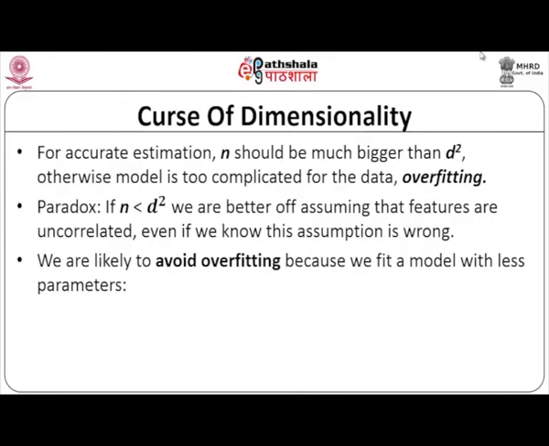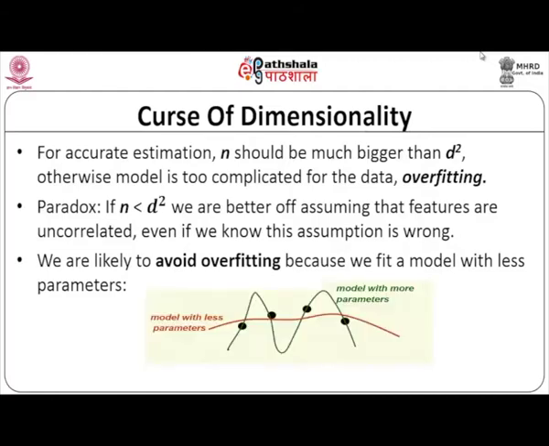We are likely to avoid overfitting because we fit a model with fewer parameters. So, if you have a small number of samples, it is better to fit a model with fewer parameters because you will avoid overfitting. For example, here the green line shows a model with more parameters. You can see the number of samples that you have, and the model with fewer parameters is the red line, and actually the red line is better because it is not overfitting, though the green line has more parameters, which you expect to do better. But look at it, you have few samples. So, the red line is better, that is what we are trying to say here.